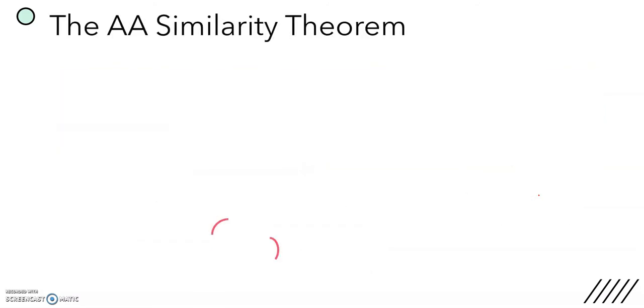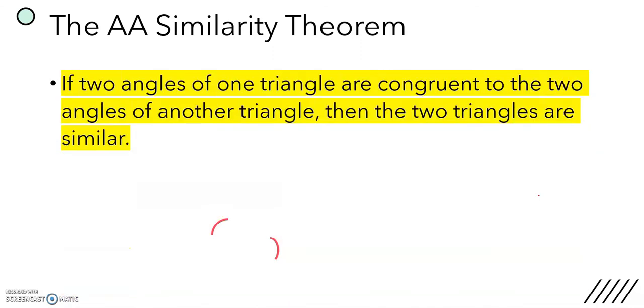Next, we have the AA Similarity Theorem. So if two angles of one triangle are congruent to two angles of another triangle, then the two triangles are similar. So here we're going to list down the statements for us to justify this theorem.